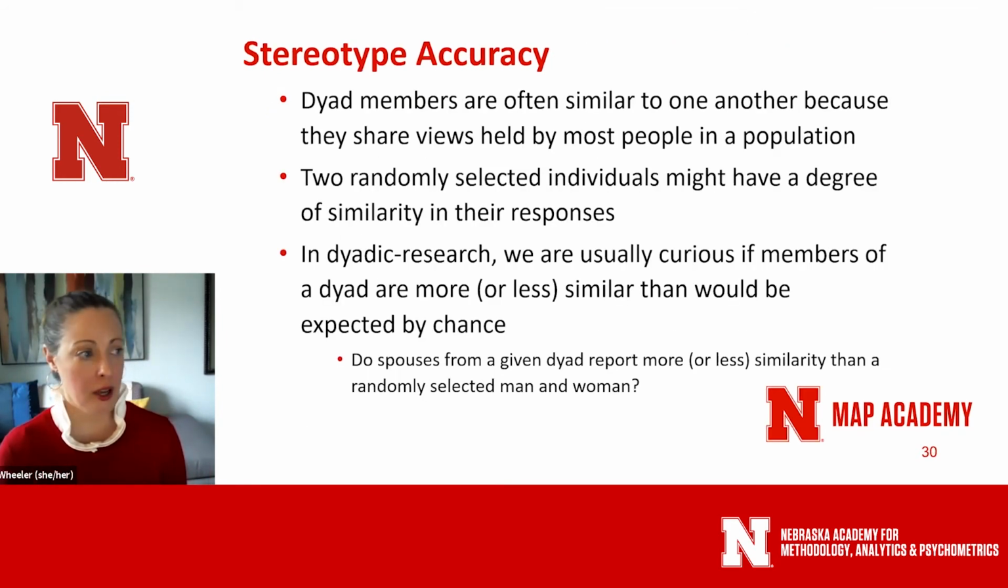So what do I mean by stereotype accuracy? In thinking about our ICCs, it's important to note that members of a dyad may also be similar to one another because they share views held by most people or a large proportion of people in a group or a population. So two randomly selected individuals might have a degree of similarity in their responses just because of the cultural context that they're living in. So if, for example, most people would probably respond in a fairly similar fashion to questions about their acceptance of domestic violence. But in dyadic and family research, we are usually curious if members of a dyad are more or less similar than would be expected by chance. So do spouses from a given dyad report more or less similarity than a randomly selected man or woman?